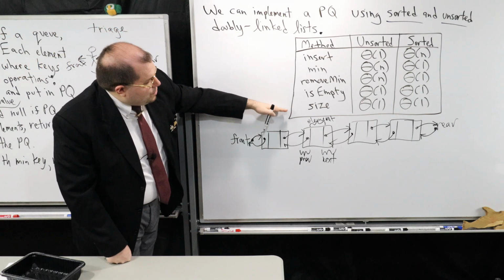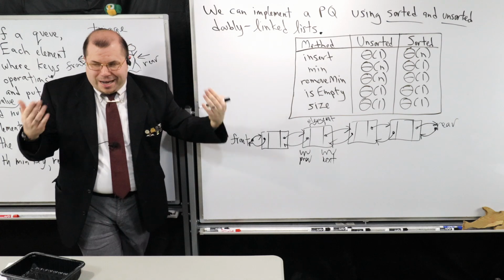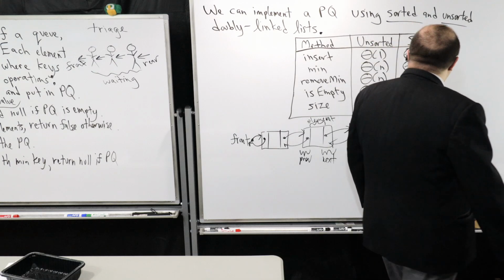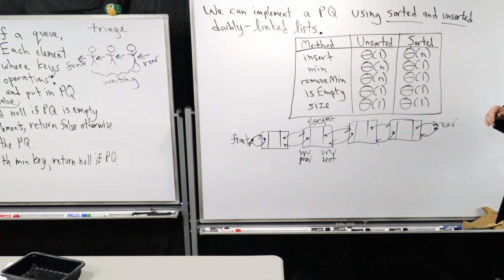And then lastly, these two you could just store as attributes, right? You could just keep a counter of how many elements you have. Both of these can be accomplished in constant time, regardless of the structure of the linked list, or a doubly linked list.